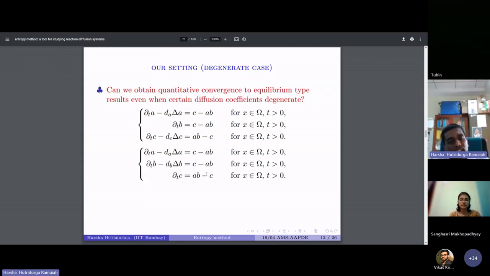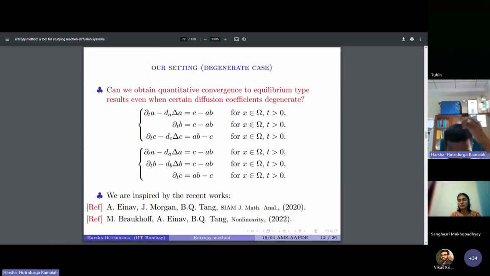Okay, and similarly, we have also studied the case when dC is equal to 0, and so now C satisfies just an ODE. Now we are inspired by these two recent works where they studied this kind of vanishing of diffusions in reaction diffusion systems and studied the large time behavior for a different set of reaction diffusion systems, and we are doing it for this one.